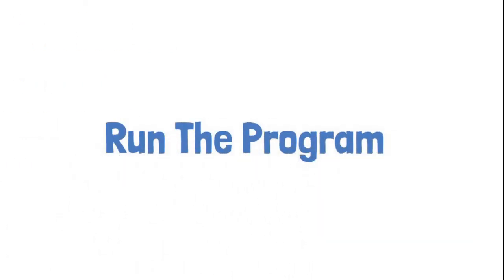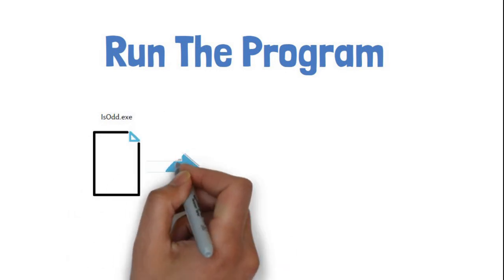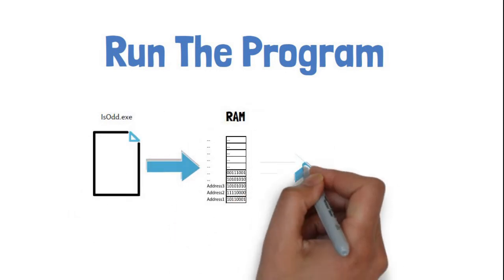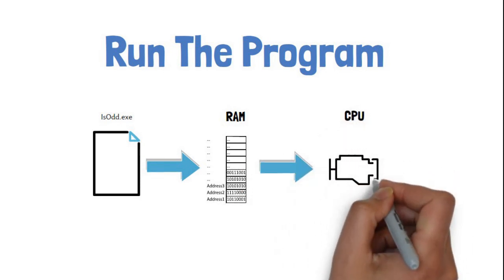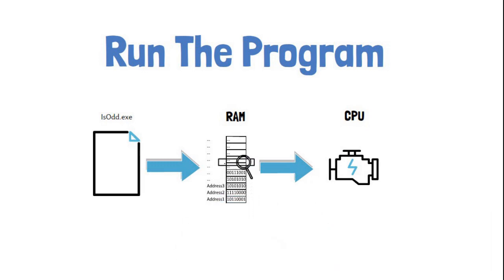To summarize, we have our compiled file on the disk, and when we double-click on it, its content is loaded into the RAM. And the CPU starts to read the commands from the RAM and execute them one after the other, controlling the flow of the program. I hope you now have a better understanding of how programs work.